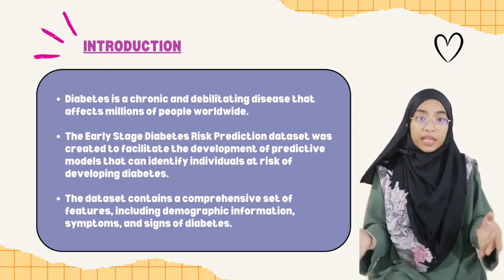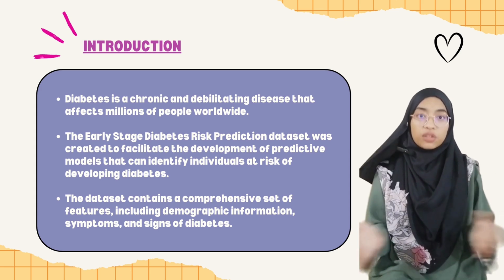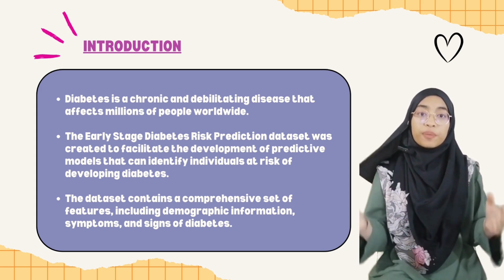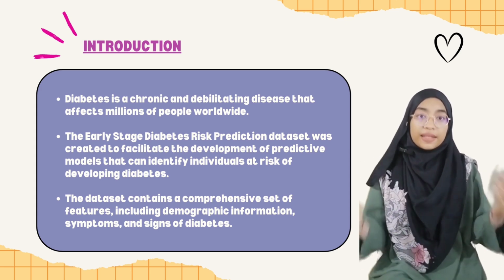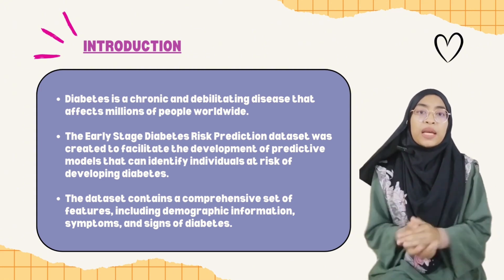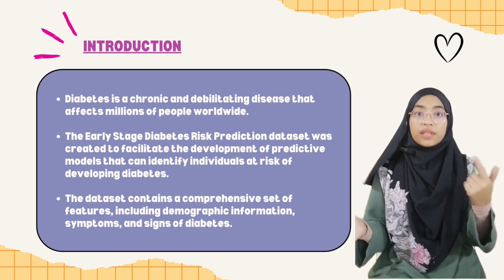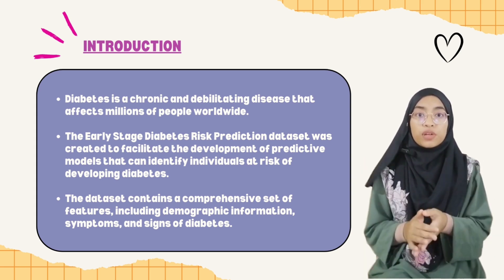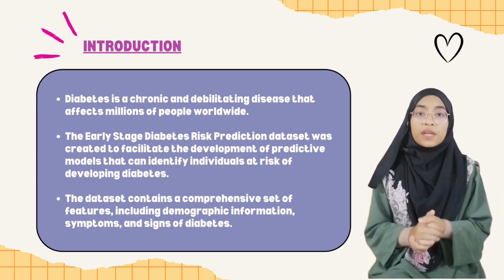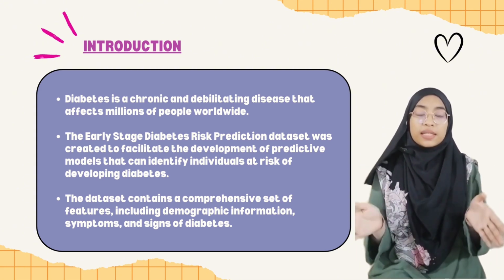diabetes. The early stage diabetes risk prediction dataset was created to facilitate the development of predictive models that can identify individuals at risk of developing diabetes, including demographic information, symptoms, and signs of diabetes, which can be used to train machine learning models to predict the likelihood of diabetes at an early stage.